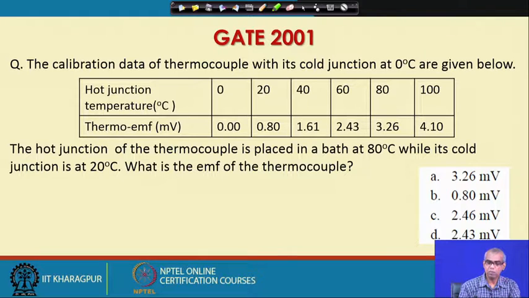The hot junction of the thermocouple is placed in a bath at 80 degree Celsius, while its cold junction is at 20 degree Celsius. So, what is the EMF of the thermocouple? 3.26, 0.80, 2.46 or 2.43?